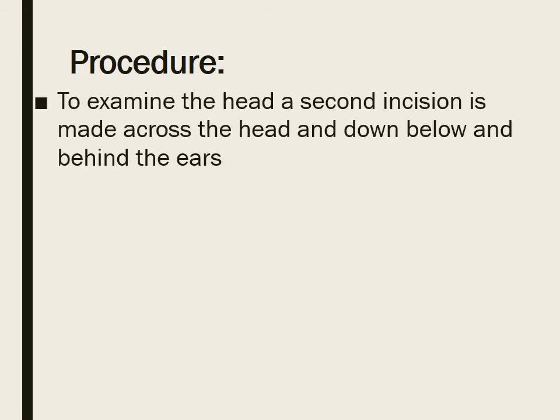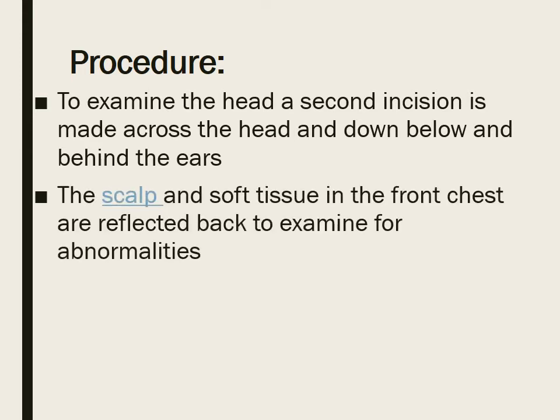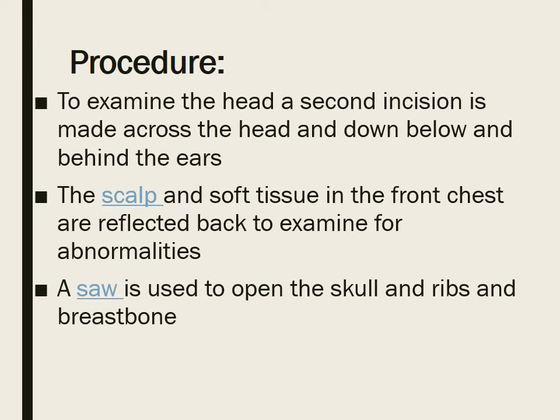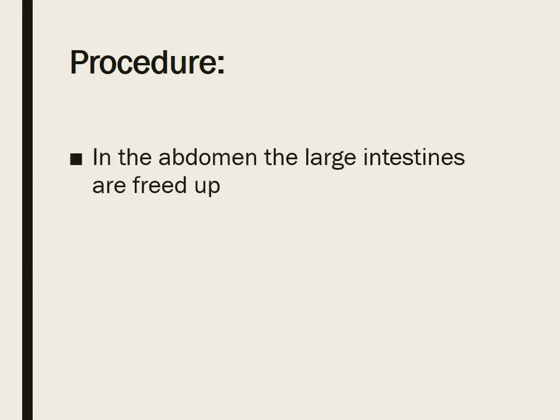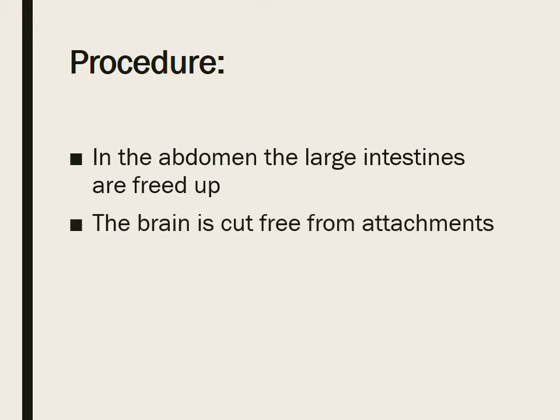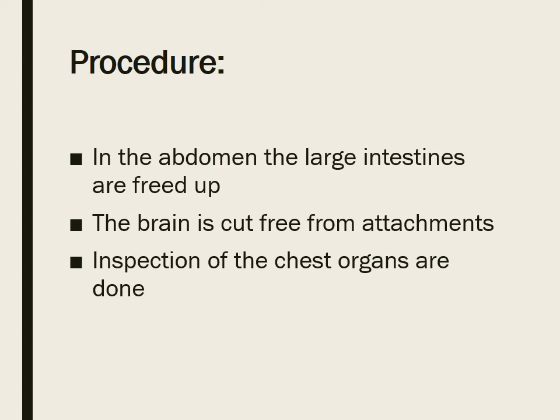To examine the head, there's a second incision made across the head and down below and behind the ears. The scalp and soft tissue from the front chest are reflected, so they're pulled back to examine for abnormalities. And then a saw is used to open the skull and ribs and breastbone. In the abdomen, large intestines are freed up. The brain is cut free from its attachments.